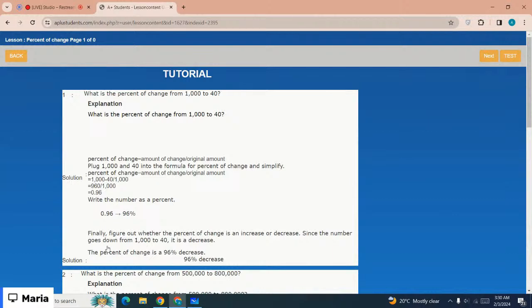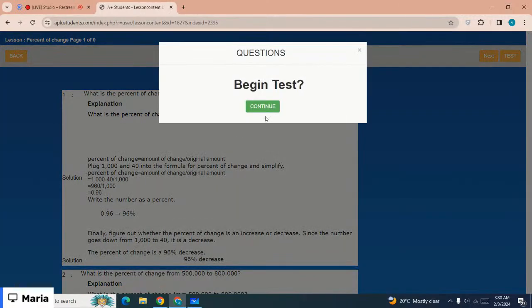So you have to calculate the rate of change. Percent of change equals the amount of change divided by the original amount, right? So you have 0.96 it is. Let's just start with the test questions.